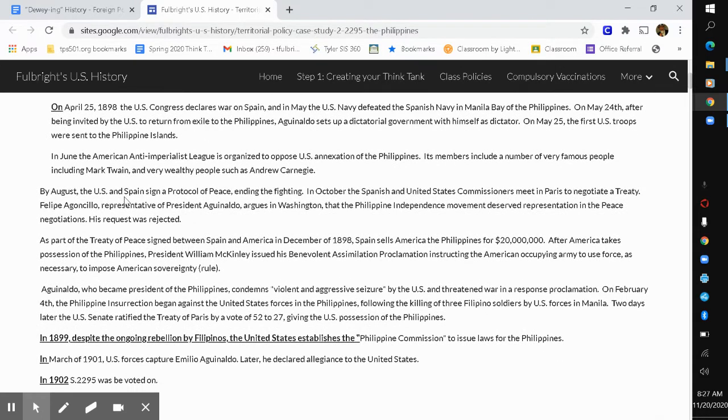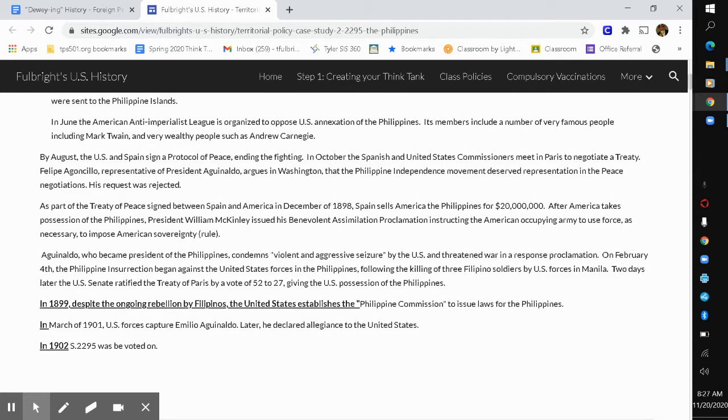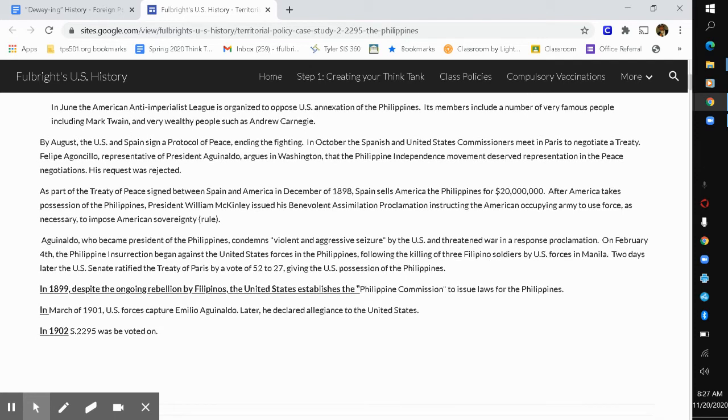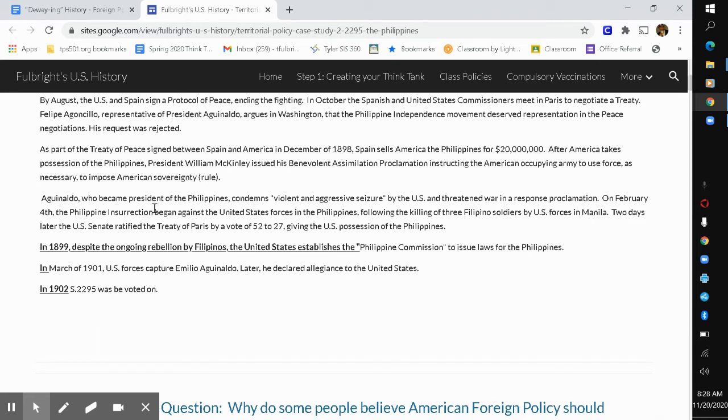When we signed that treaty of peace with the Spanish, remember that we bought the Philippines for $20 million. How do you think the Filipinos felt about this? They had been fighting for their independence from Spain after they helped defeat the Spanish. The Spanish then sell them to the United States, who had helped them in that war. Aguinaldo, who became the president, condemned this as the violent and aggressive seizure by the U.S. and threatened war in response.